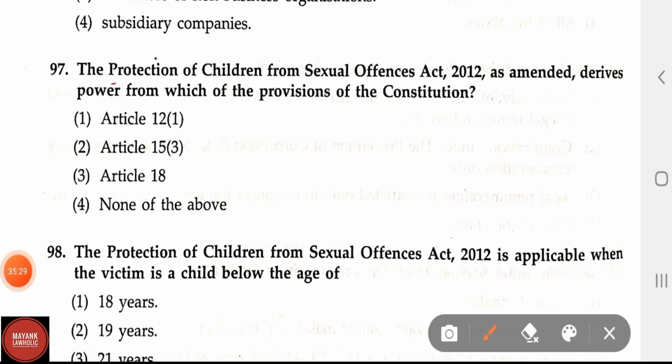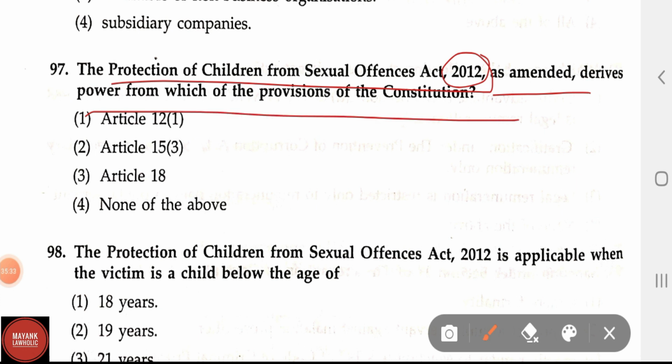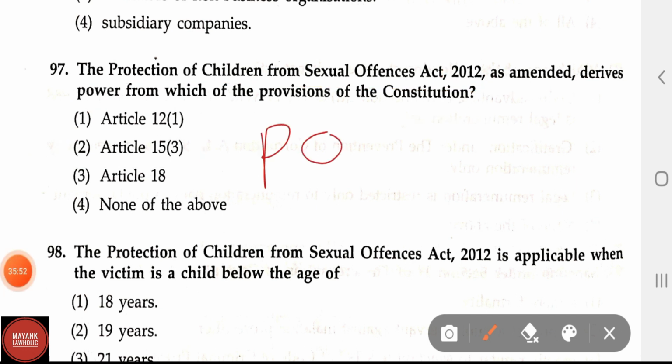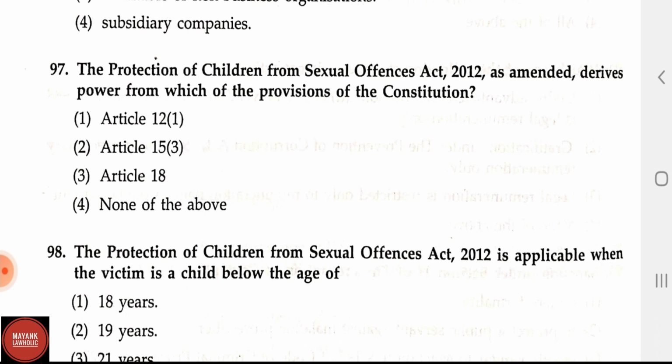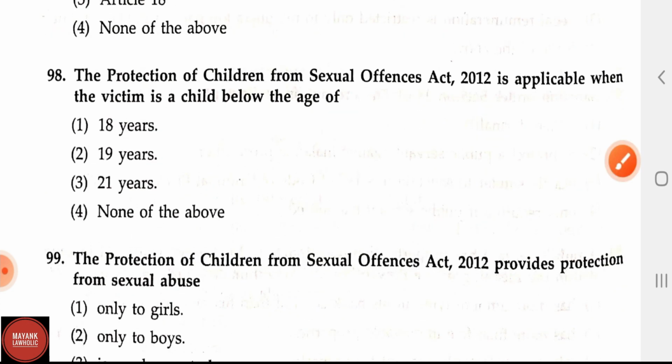The Protection of Children from Sexual Offences Act 2012 derives power from which provision of the Constitution? The correct answer is Article 15 Clause 3, under which the state can make laws for the protection of children. I have made an entire video on the POCSO Act. In the playlist you can find it, in which I have thoroughly discussed each and every section of the POCSO Act. Now let us see question number 98.